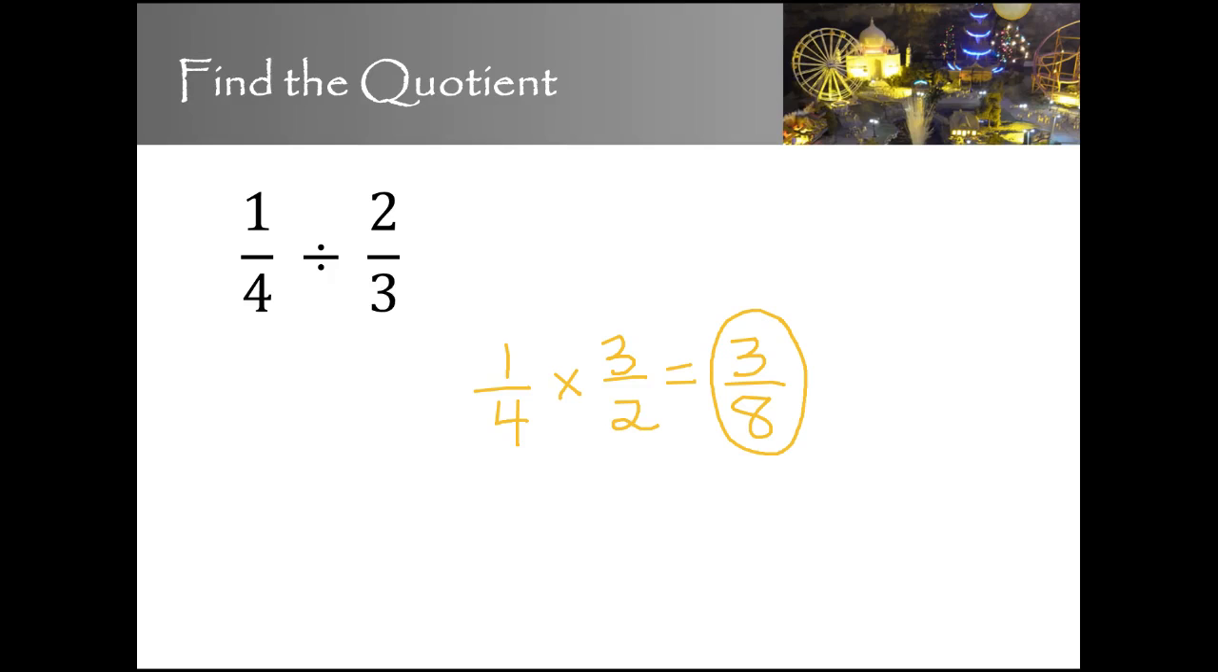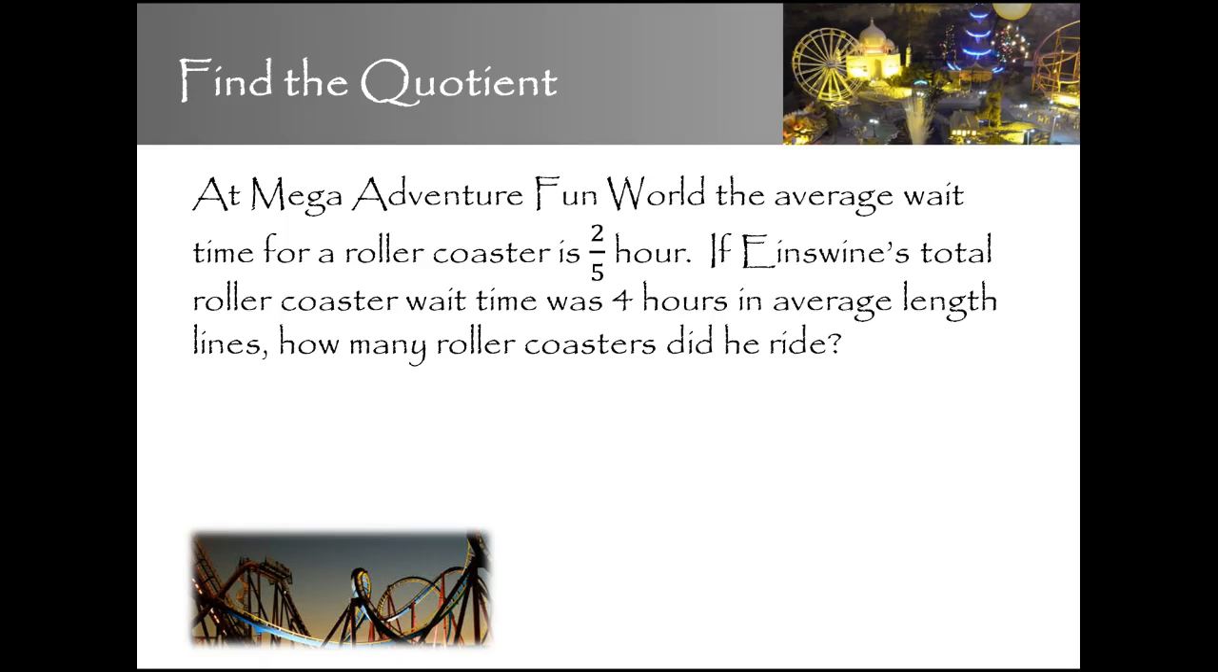You may have noticed from our example that if we start with a fraction that is larger and divide by a smaller fraction, we end up with a mixed number as a result. However, if we start with a smaller fraction and divide by a larger fraction, we'll end up with a fraction for an answer. Let's try some word problems.